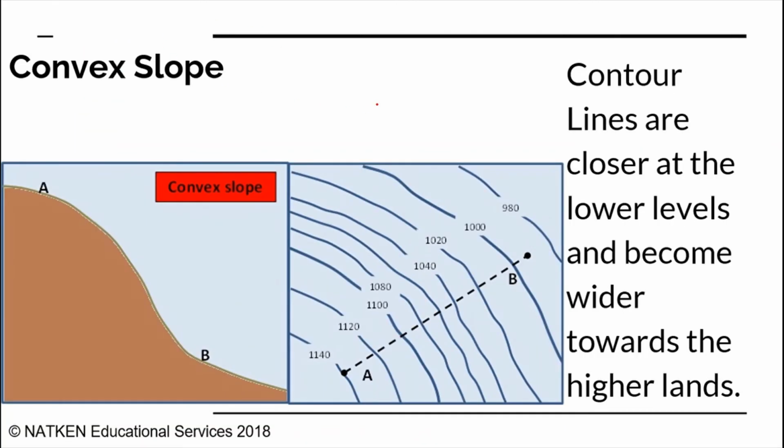In a convex slope, when somebody is vexed, you can expect them to be a little puffy. Similarly, here in a convex slope, you are expecting a little area to be puffy. These contour lines are closer at the lower levels. We can see the lower levels here being closer, and they become wider towards the highland. Wider towards the highland, closer towards the base. So that would have given us a convex slope.